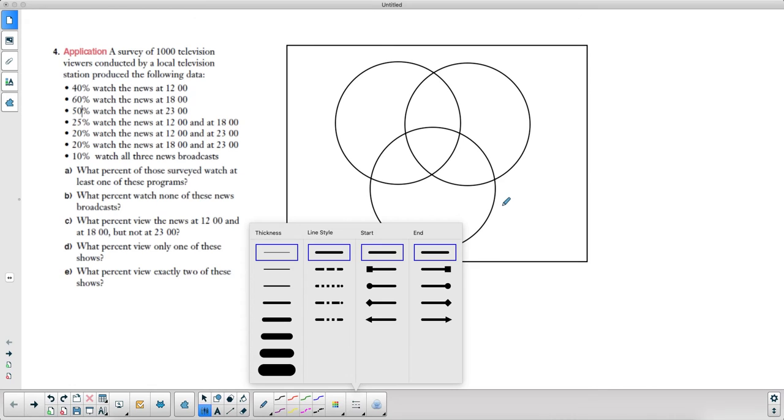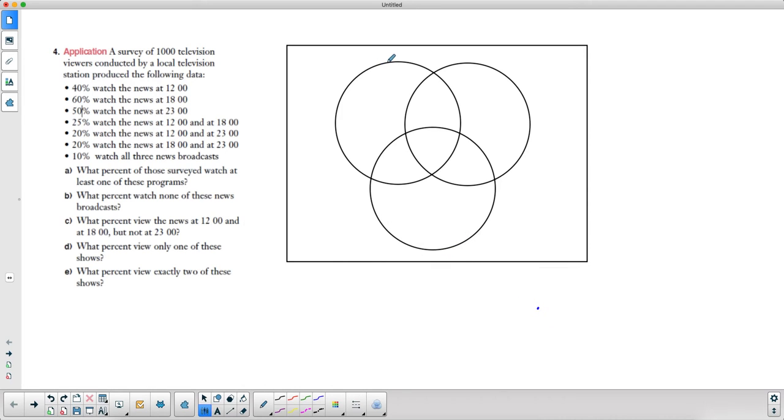So this is talking about a survey of 1,000 television viewers conducted by a local television station that produced the following data. So we want news times. So let's put in our news times on these bubbles. This is 12, this is 18, and this is 23. And now I'm going to work my way backwards because the last information tells us what goes in the very center of this. So it says 10% watch all 3 news broadcasts. So we're going to put a 10 in there.